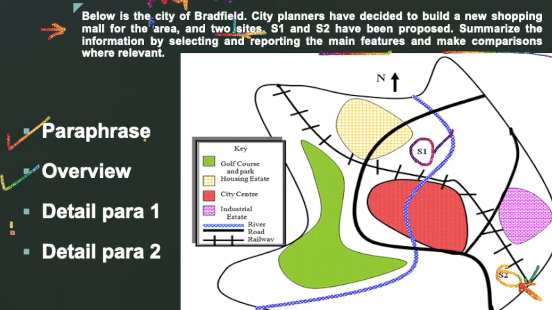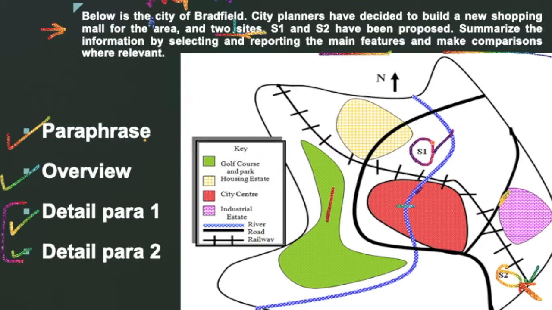Okay, then you come to the detailed paragraphs. Now here in these two paragraphs, this is where you're going to be making comparisons and contrast. Now let's take a look at the other things that are there. This is housing estate. This is the golf course and park. This is the city center. This blue line is the river and this bold line is the road and this line is the railway track. There are different ways of comparison also.